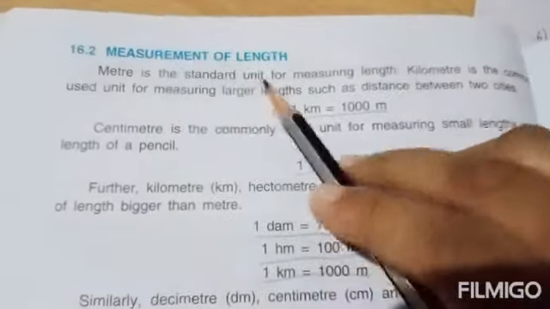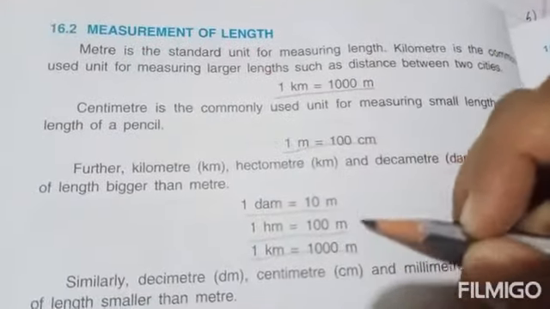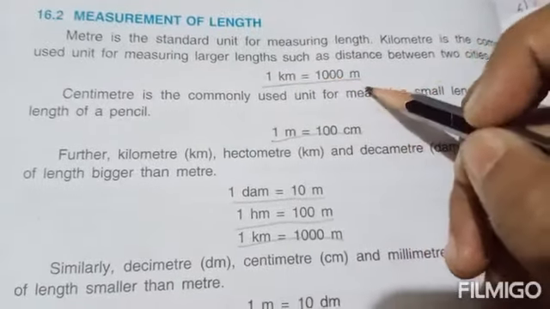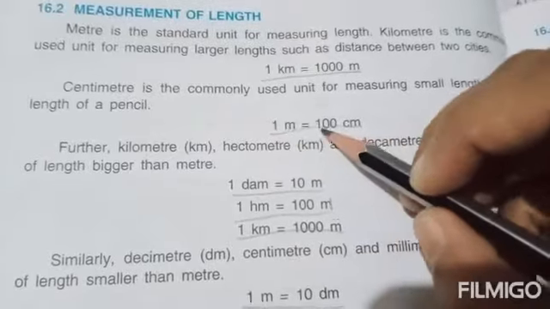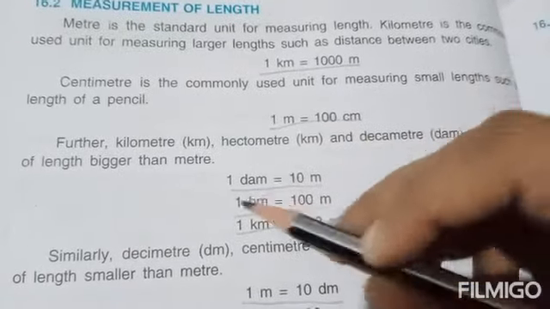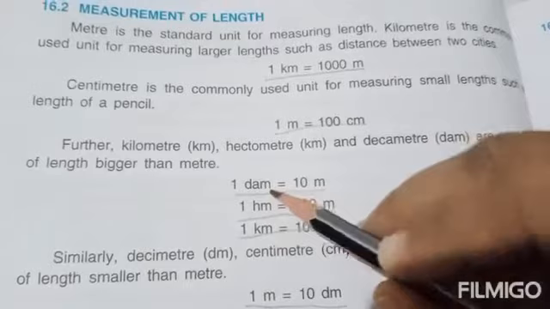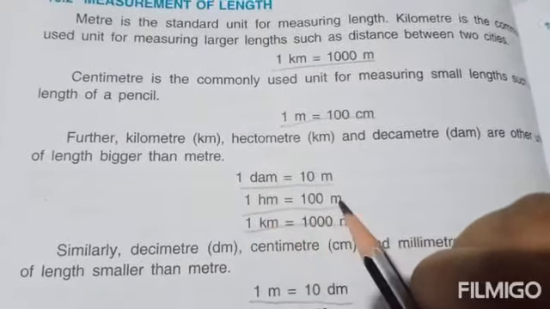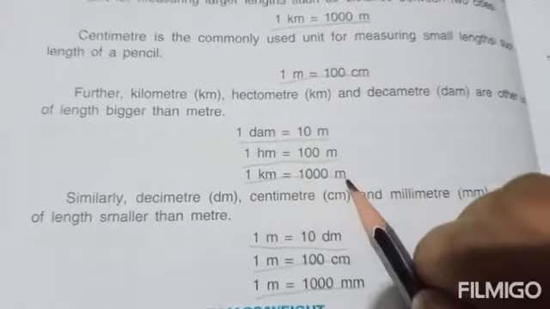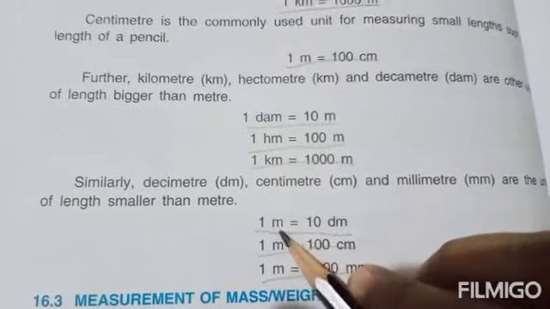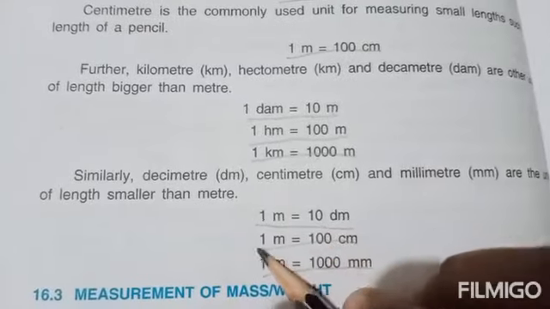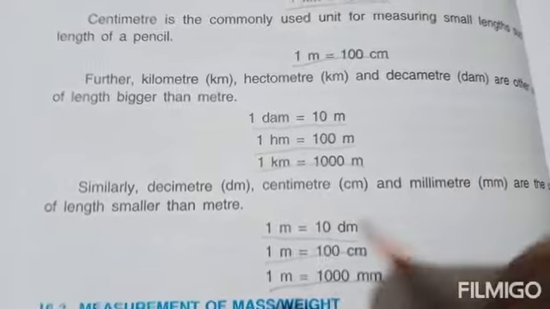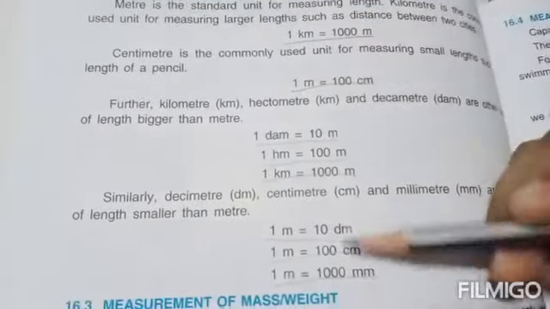Topic, measurement of length. Here the relation between two units is given. 1 kilometer equals 1000 meter. 1 meter equals 100 centimeter. 1 decameter is 10 meter. Then 1 hectometer equals 100 meter. 1 kilometer equals 1000 meter. 1 meter equals 10 decimeter. 1 meter equals 100 centimeter, 1 meter equals 1000 millimeter. So you should learn this by heart.